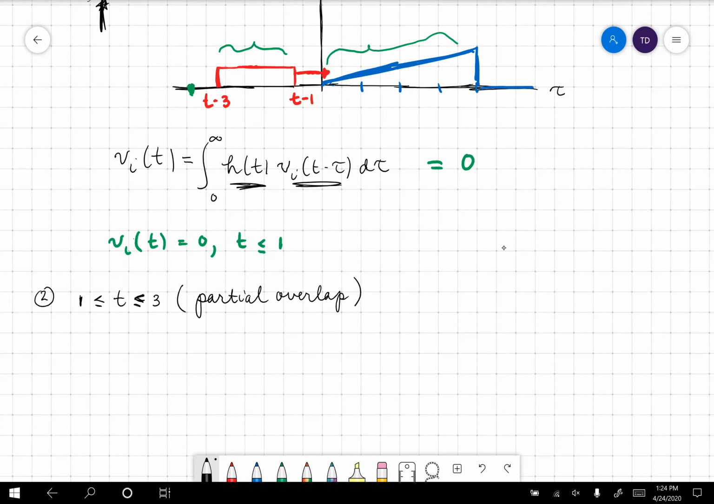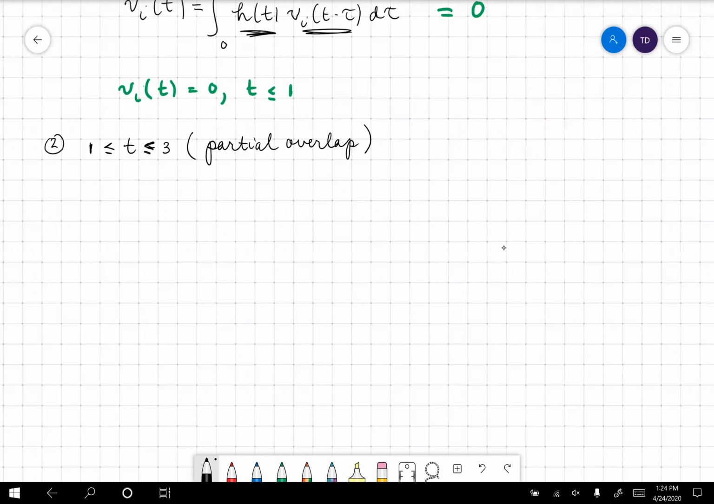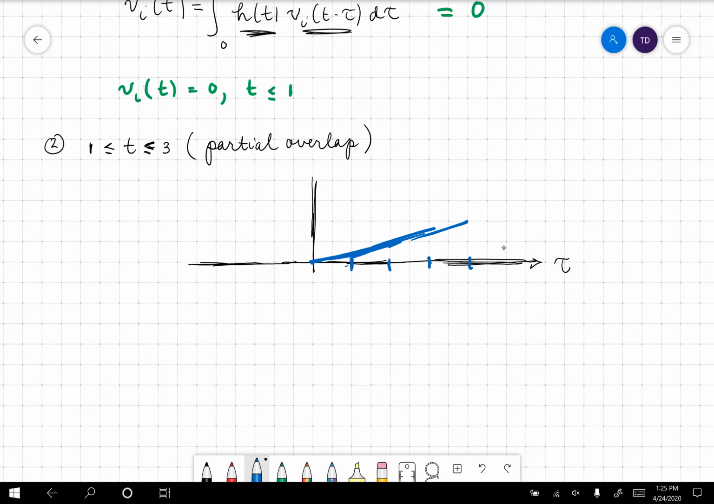So let's draw a typical picture. The beauty in this typical picture is that the blue function doesn't move. It stays the same all the time. The only one that's sliding is the red one. So our tau axis, the blue one, 1, 2, 3, 4. Blue still looks like this, 0 everywhere else. And then the red one now looks like the following.